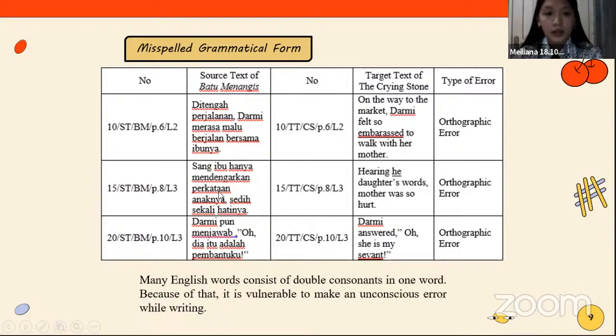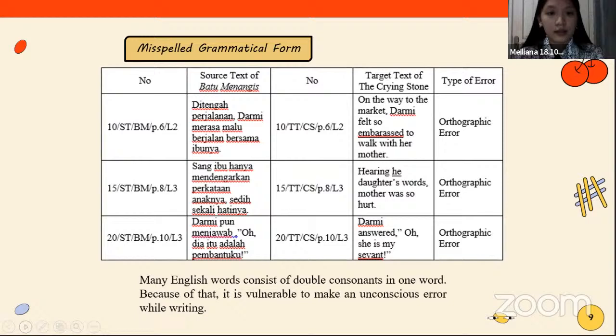her daughter's words. And then the third one, number 20, is the word servant. It's supposed to be servant, pembantu, servant. There is a missing R in this word. I am aware that many English words consist of double consonants in one word. Because of that, it is vulnerable to an unconscious error while writing.